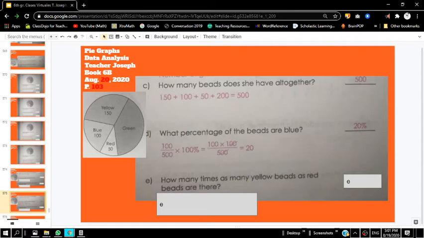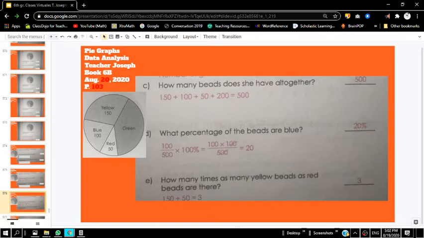Letter E says, how many times as many yellow beads as red beads are there? We know that there are 150 yellow beads, and we know that there are 50 red beads. So how many times bigger is yellow than red? Well, 150 divided by 50 gives us 3. Obviously, the yellow portion is 3 times as large as the red portion.